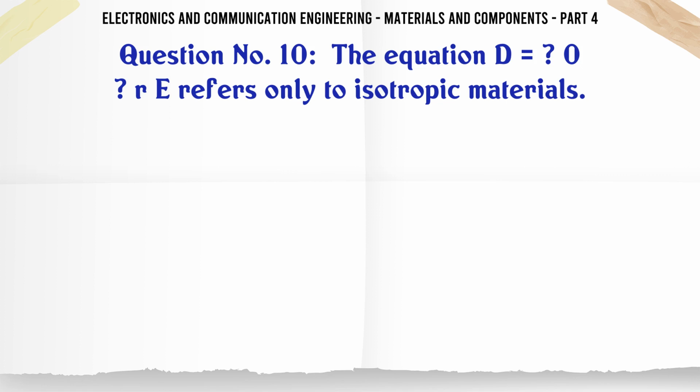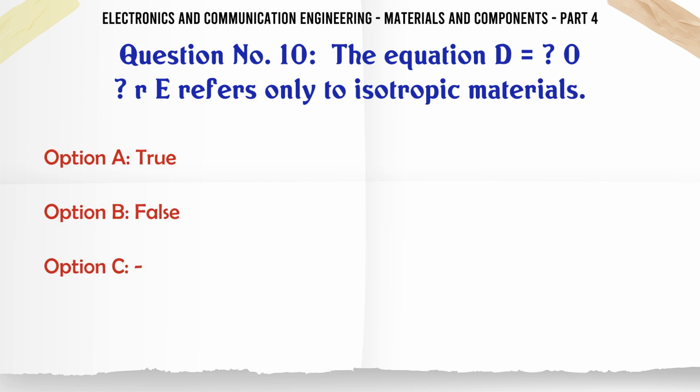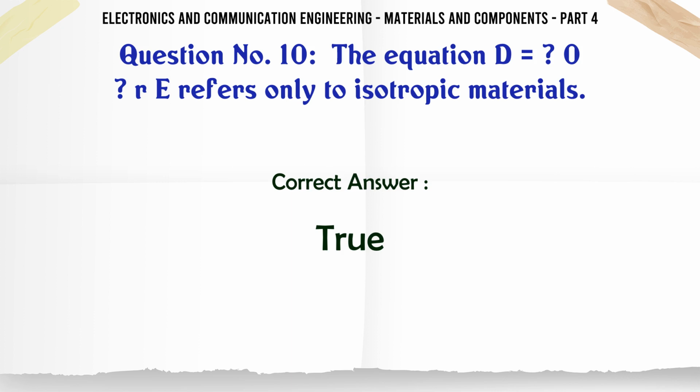The equation D = ε0 εR E refers only to isotropic materials. A. True. B. False. The correct answer is true.